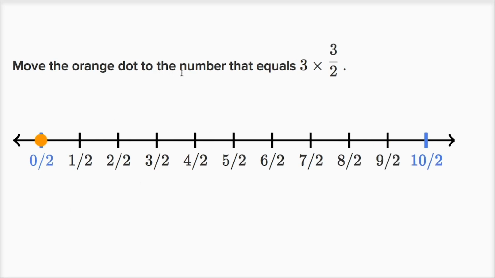So move the orange dot to the number that equals 3 times 3 halves. So this is going to be 0 halves, that's just 0. You can view that as 0 times 3 halves. 1 times 3 halves will just get us to 3 halves. 2 times 3 halves, we'll add another 3 halves, so that'll get us to 6 halves. And then 3 times 3 halves, we'll add another 3 halves. That gets us to 9 halves. And we're done.